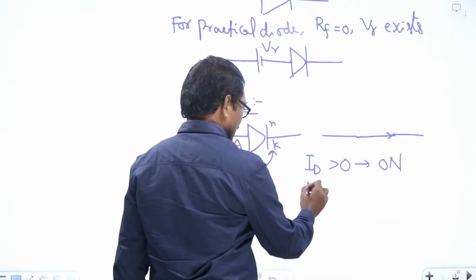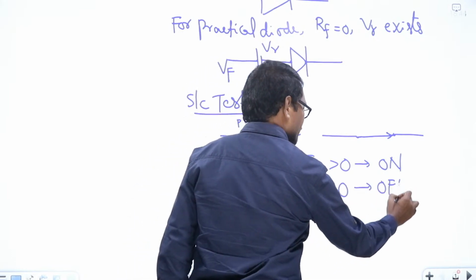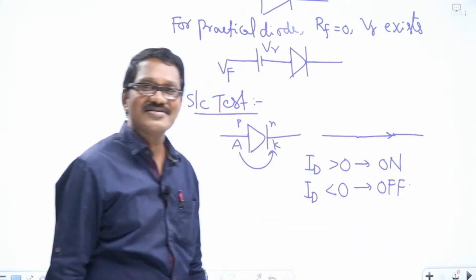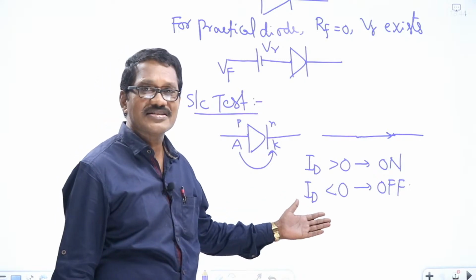On the other hand, if ID is less than 0, then it is said to be in an off state. As simple as that, right? So in this way, the short circuit test is conducted.